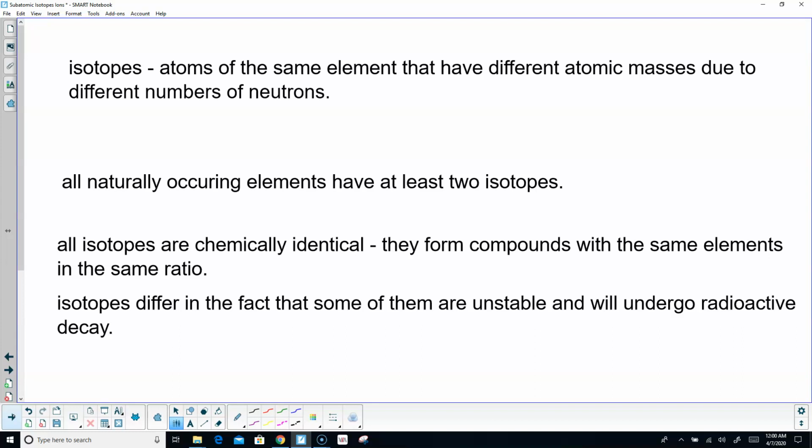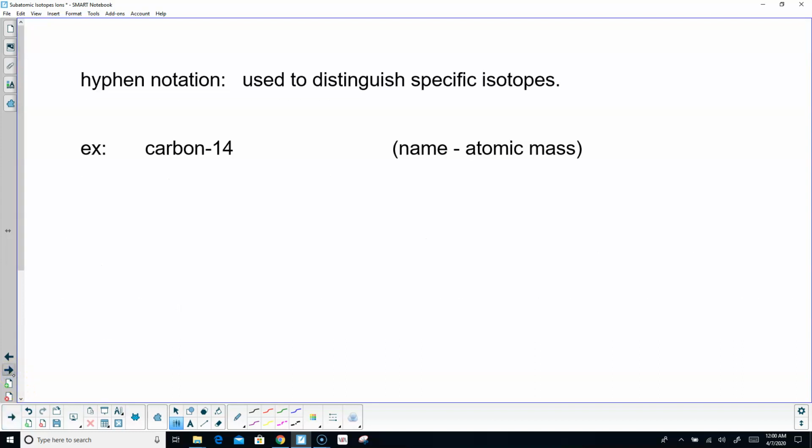I'll show you some stuff here with isotope notation. First thing, this one's called hyphen notation. So, for example, I'm speaking of a specific isotope here, carbon-14. Carbon-14 is actually an unstable radioactive isotope of carbon. It is one that decays and releases energy.